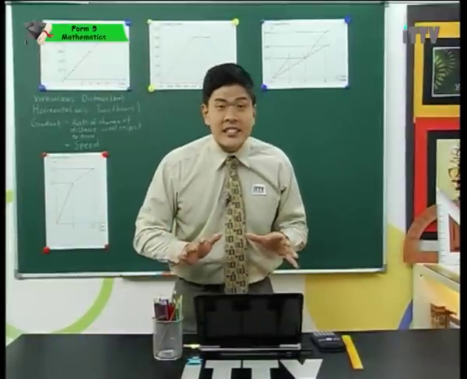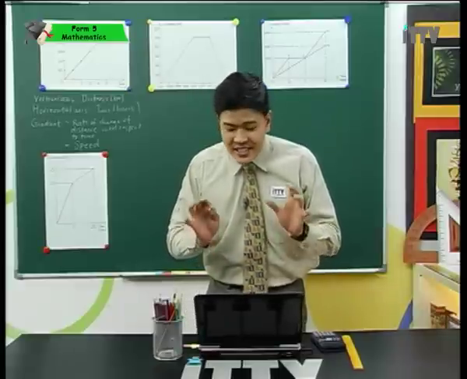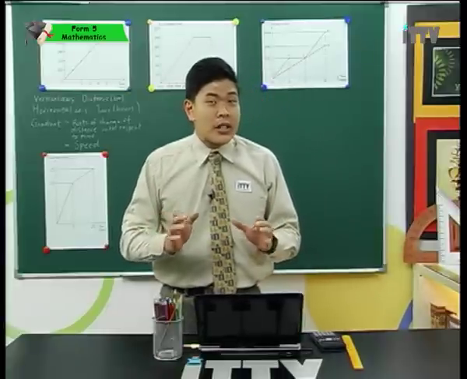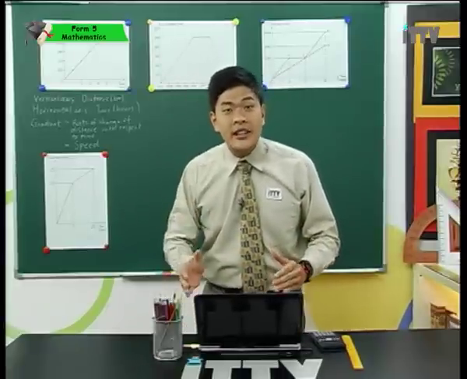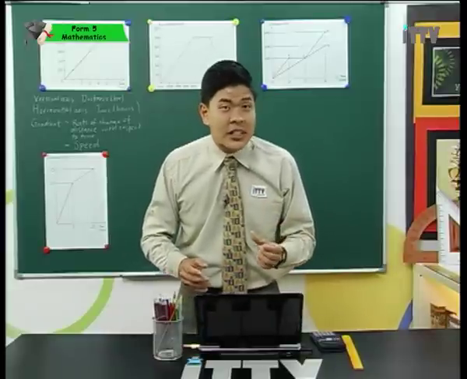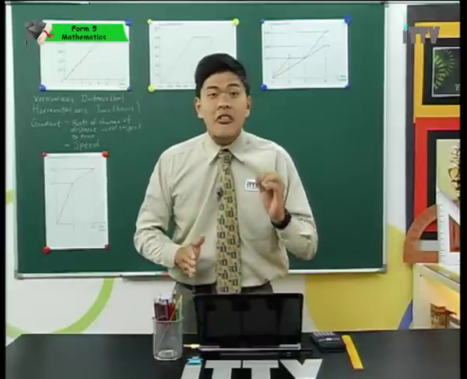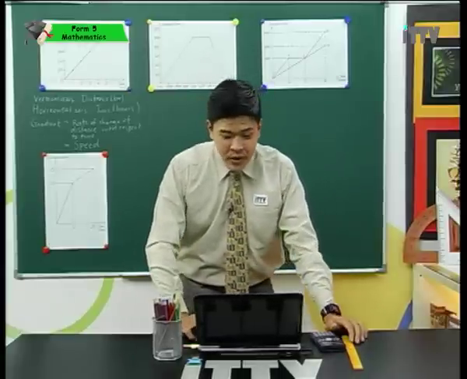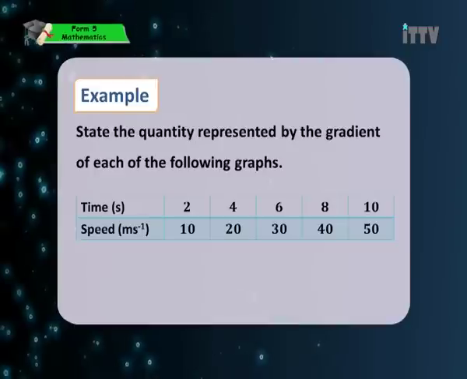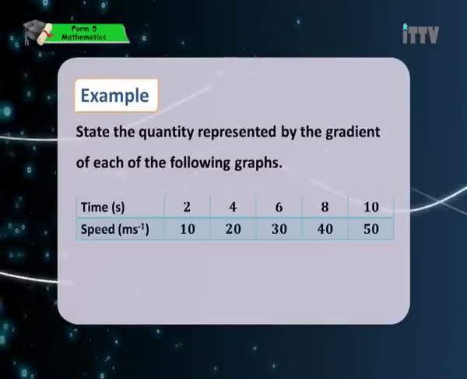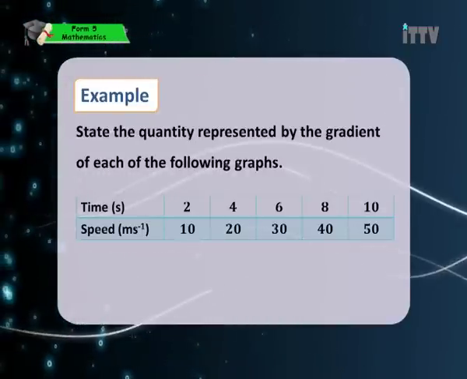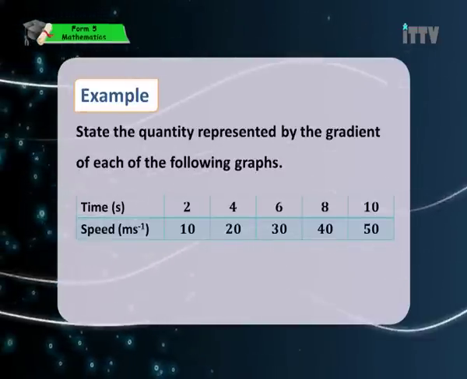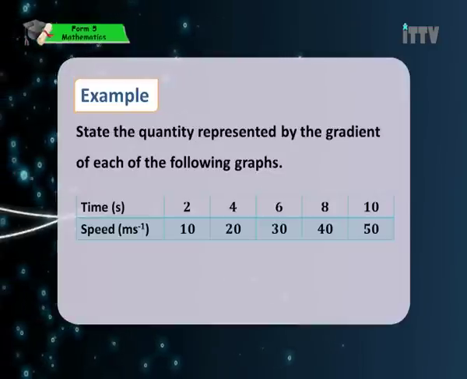Let's take a look at the next example, because what we are going to do right now is the same thing, which is stating the quantity represented by the gradient. That means when you have a straight line graph and the gradient is calculated, what does it represent? It's no longer just a value because it represents the rate of change between two quantities. Now, state the quantity represented by the gradient of each of the following graphs. Alright, so now let's take a look at the second one right here. Two quantities involved are time in seconds and speed in meters per second.